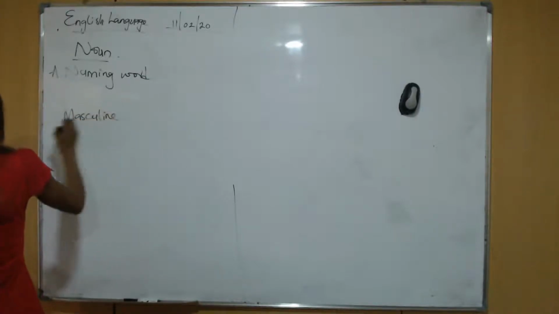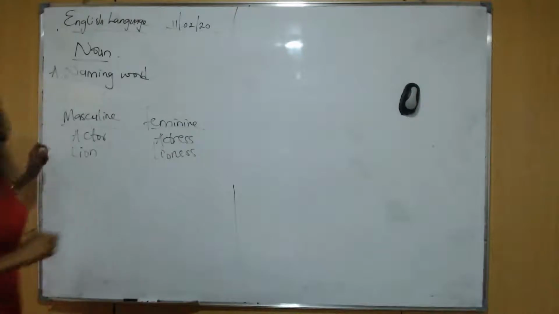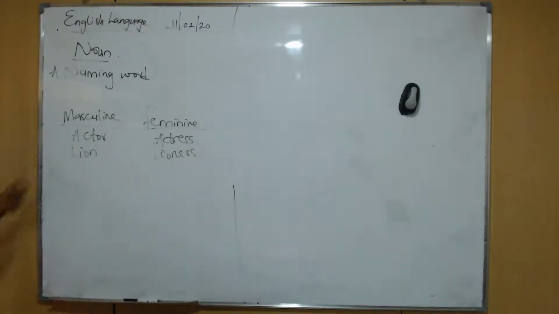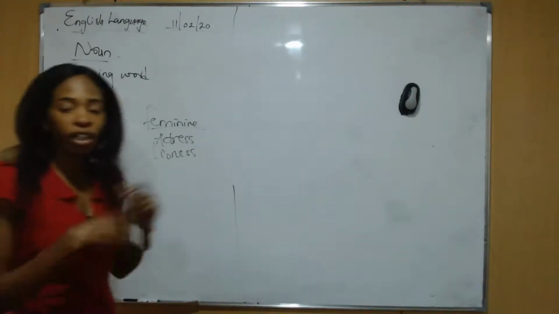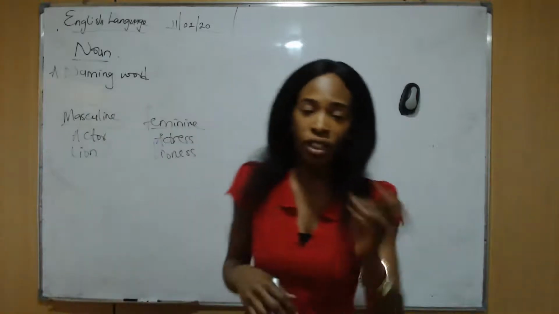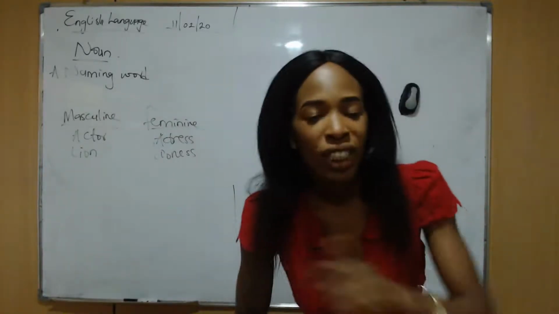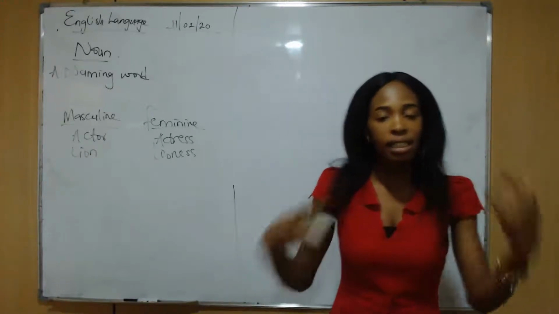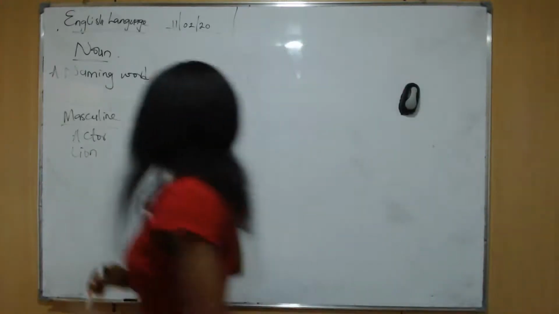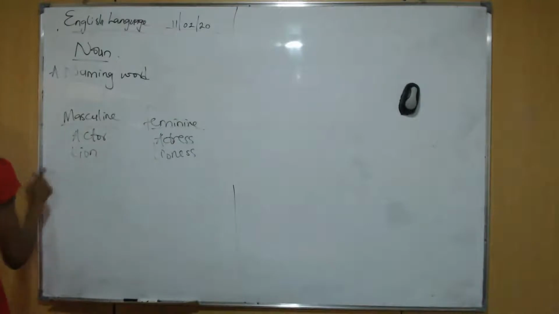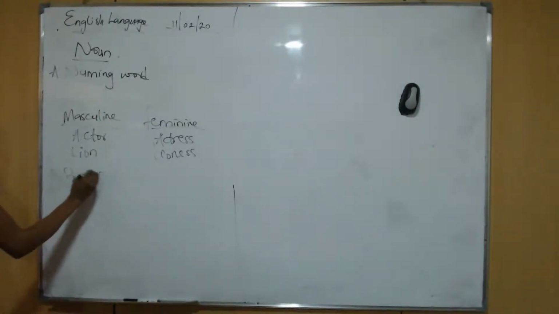Actor. Nouns are classified into different types, into different categories according to their functions and their usage, according to how you use them, and according to what they function as in the sentence. Number one, we have what we call the possessive noun.